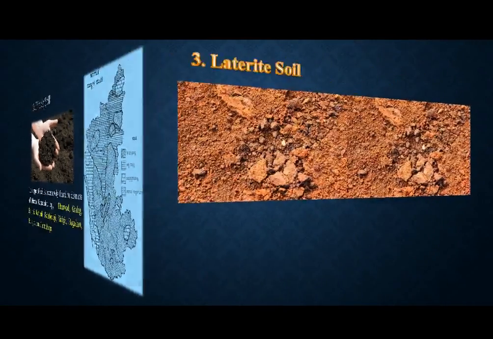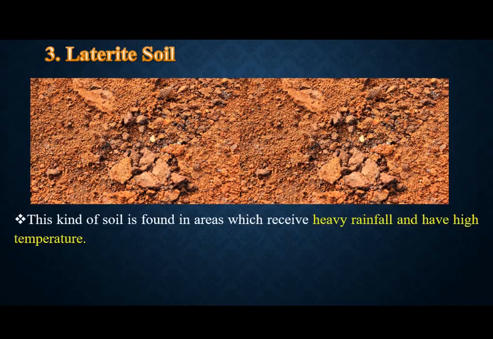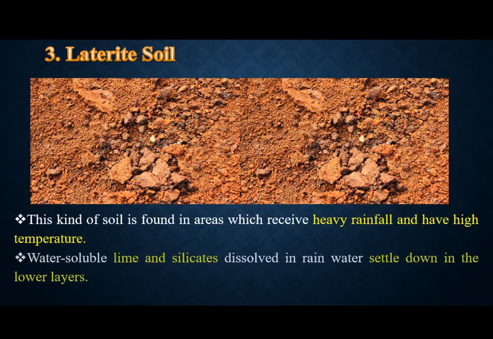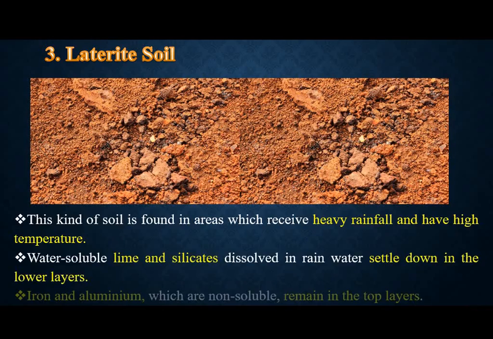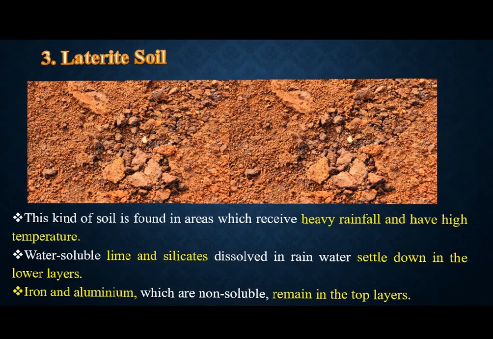And the next soil which comes up here is the laterite soil. This can be found in heavy rainfall areas which have high temperature, where water soluble lime and silicates dissolved in water settle down in the lower layers. All that happens in this. And iron and aluminium, which are non-soluble, remain in the top layer of the earth here.